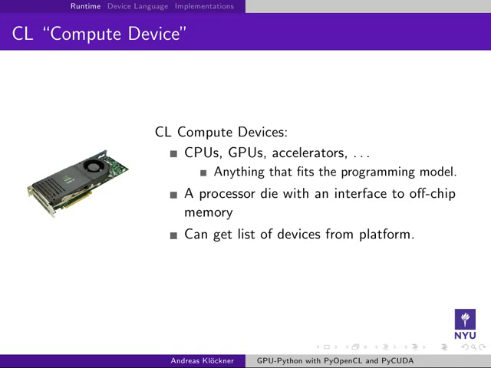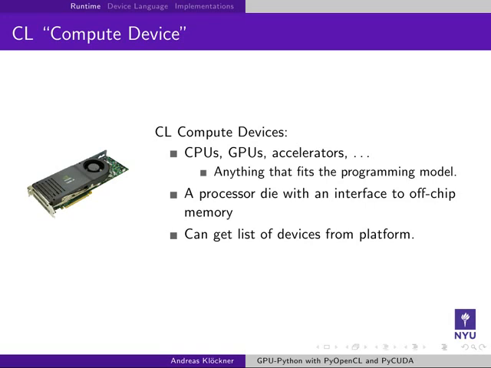A device can be pretty much anything that can be shoehorned into this grid programming model. It might be a CPU. The definition of a device is a processor die with an interface to off-chip memory. So each individual processor that has an individual memory bus would be reflected into CL as its own compute device. Or a GPU, obviously, has its own memory binding off of it.